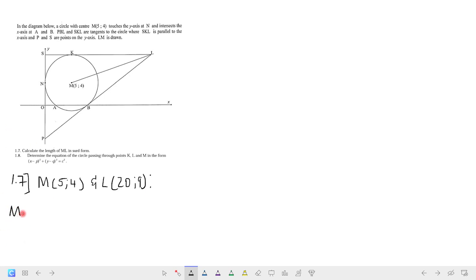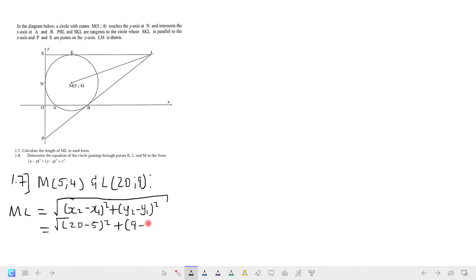So ML is going to be the square root of (x2 minus x1) squared plus (y2 minus y1) squared. Alright, so let's substitute here. It's going to be 20 minus 5 squared plus 9 minus 4 squared. Now when you press this on your calculator, you're going to get an answer of 5 root 10. Alright, now let's look into the last question.